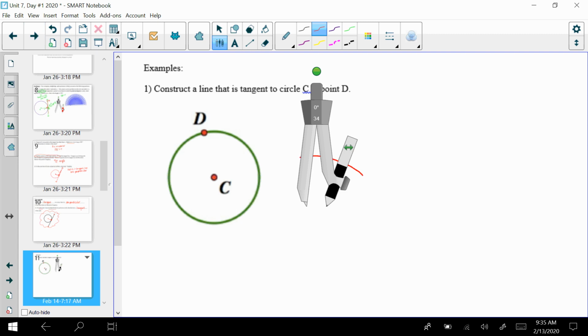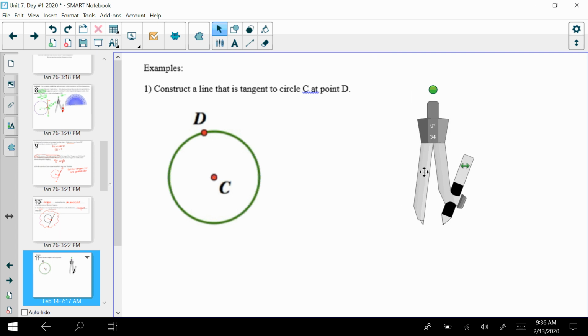Okay, so now we get to do construction. Pause the video and grab a compass if you don't already have one. But okay, so I'm excited about the construction.